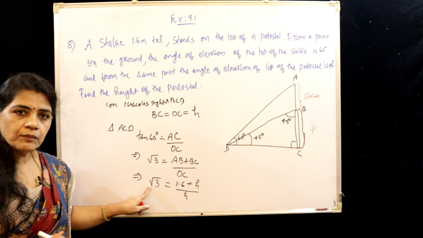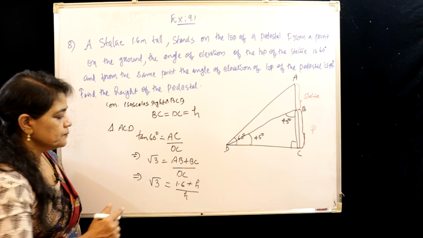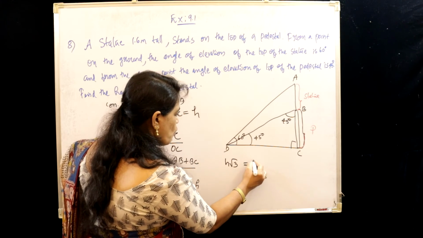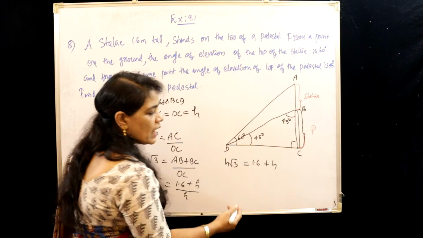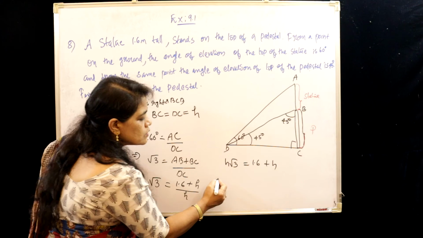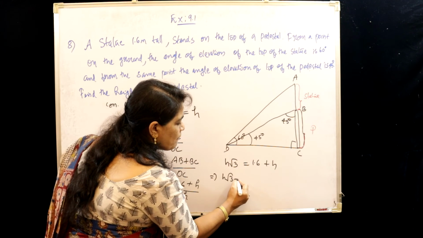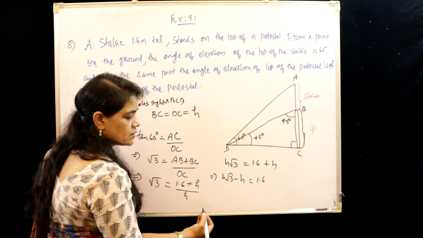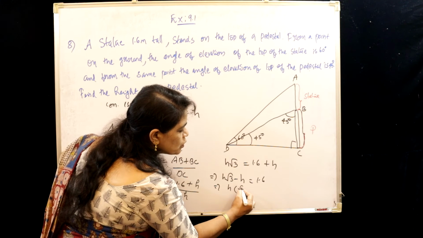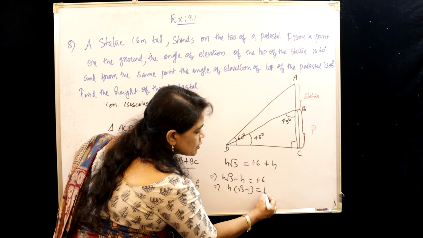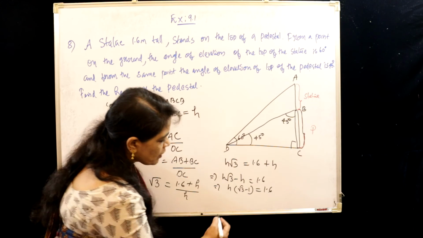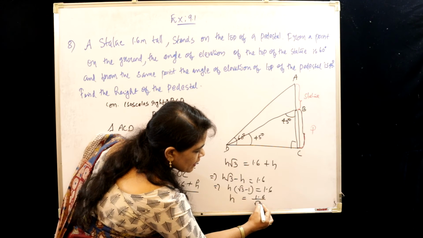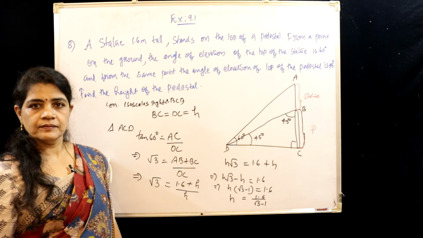Okay, so by cross multiplying, H into root 3. So you will have H root 3 equal to 1.6 plus H. I am taking the variable term to LHS. So H into root 3 minus H, when positive H comes to LHS, minus H equals 1.6. So I am going to take H common: H into root 3 minus 1 equals 1.6. And from this step, H is equal to 1.6 divided by root 3 minus 1.